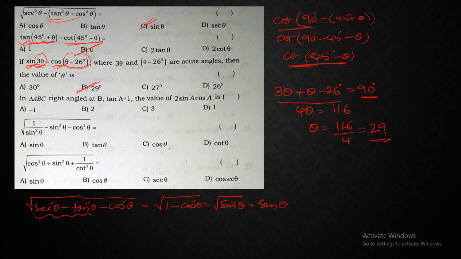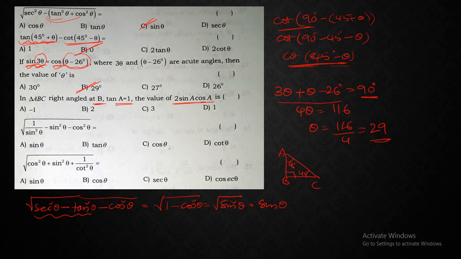In triangle ABC, right angle at B. So there is a triangle ABC, right angle at B. That means this is AC. So tan A is equal to 1. So tan A is equal to 1 means angle A is equal to 45 degrees. If this is 45, then this is also 45.